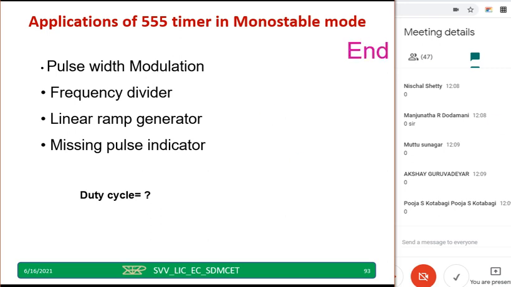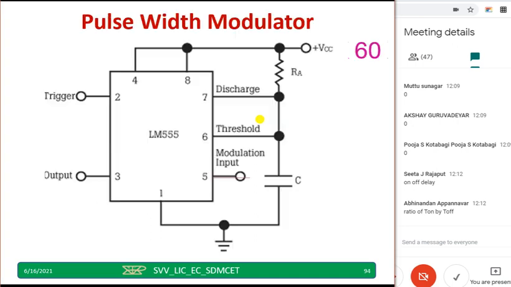What do you mean by duty cycle? Let me take another 1 minute. What do you mean by duty cycle? Okay, on off delay, Sita is telling, but Abhinandan is adding some line. Very good, Abhinandan. It is the ratio of T on by T off. Very good. Anybody else want to say something? You are most welcome. You have studied this already in your 3rd semester.